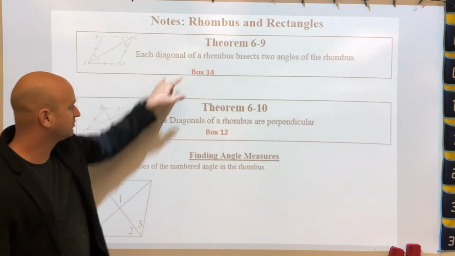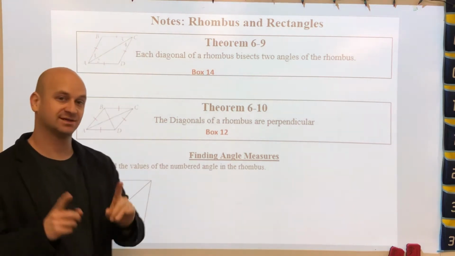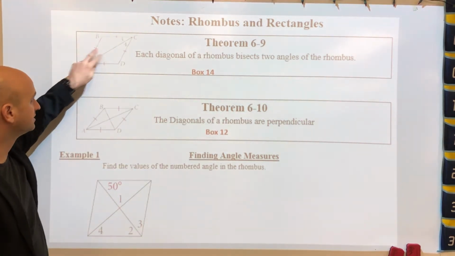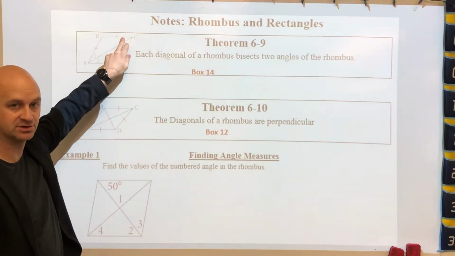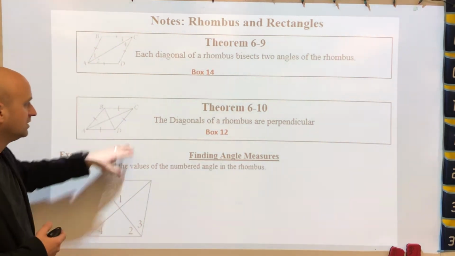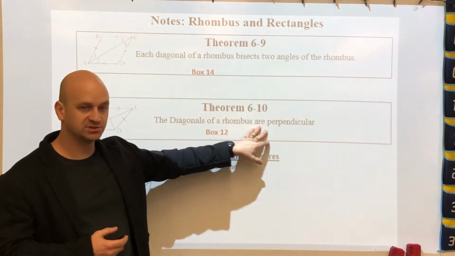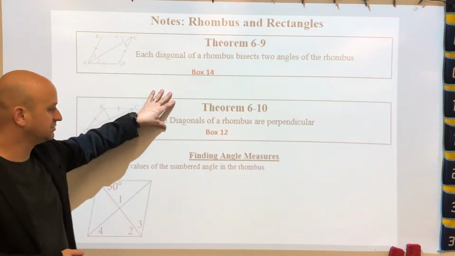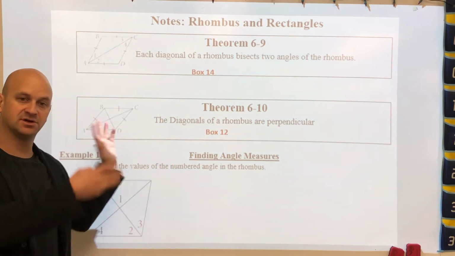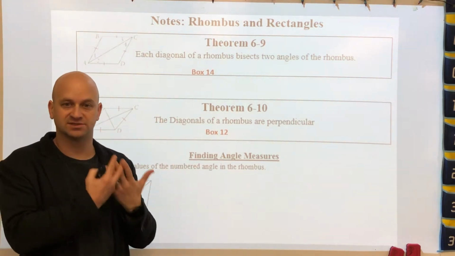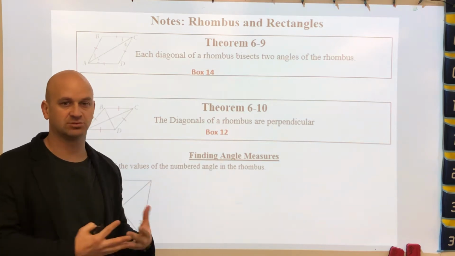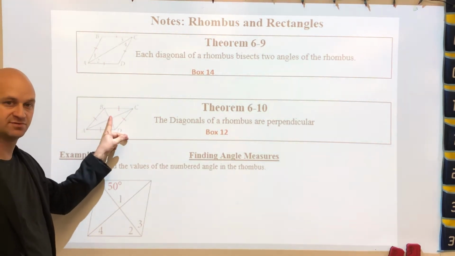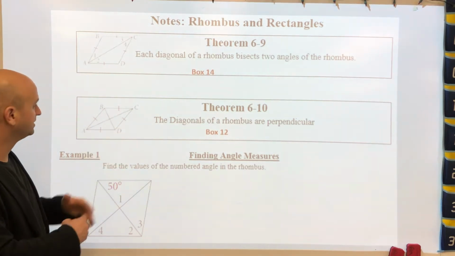So in a rhombus, the diagonals are going to bisect the angles, right? So these two angles would be congruent to each other. These two angles are going to be congruent to each other. The diagonals are going to be perpendicular, so where they intersect are going to be perpendicular. So this is a unique thing because the diagonals in the other lesson had to do with side lengths. These diagonals create angle properties. So in this case, this intersection is going to create four 90-degree angles when they intersect.